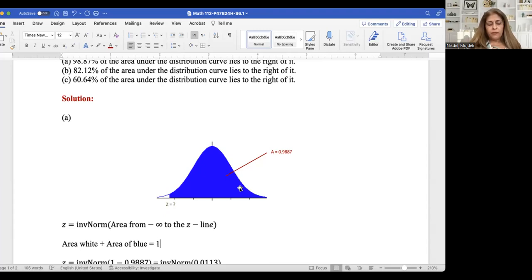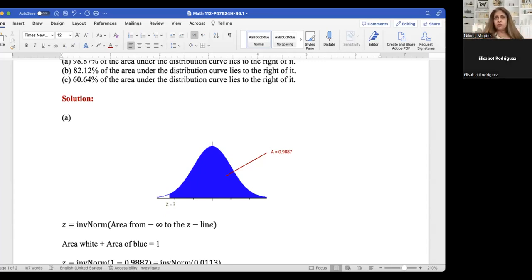100%, 1. Because area under the whole curve is 1. Area on the right half is 0.5. Area on the left half is 0.5. You have to know this. The area under the whole curve is 1. The area to the right of the middle line is 0.5. The area to the left of the middle line is 0.5.